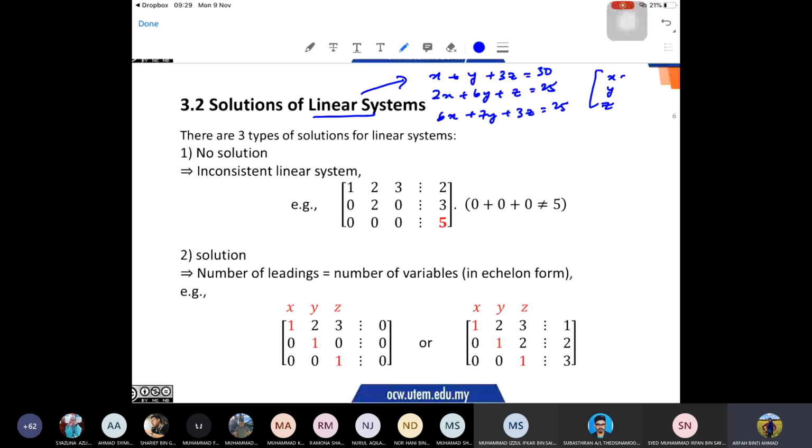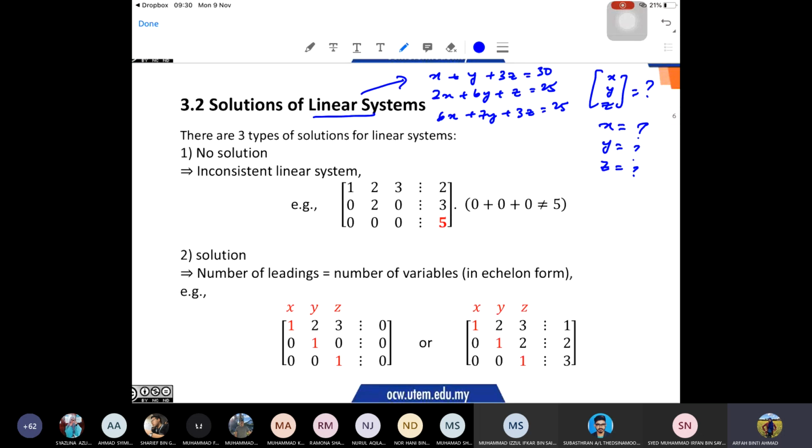Yang ini awak belajar dalam chapter 1, matrix. Kan? Kita guna Gauss elimination, Gauss-Seidel dan juga LU decomposition untuk dapatkan X, Y dan Z. So daripada sini, kalau awak tengok dalam chapter 1 tu, awak dapat equation yang just nice. Awak ada nilai X, awak ada nilai Y, awak akan ada nilai Z. So, tapi ada case yang mana solution dia awak dapat contohnya macam gini. Okay. There are 3 types of solution for linear system.